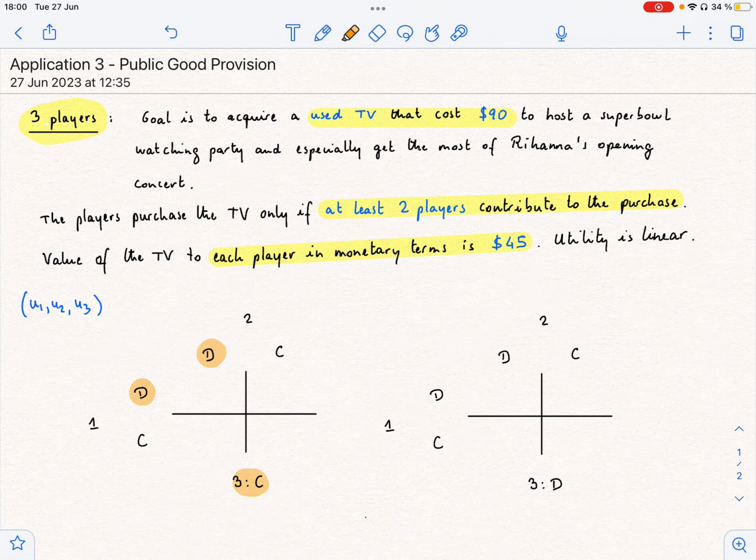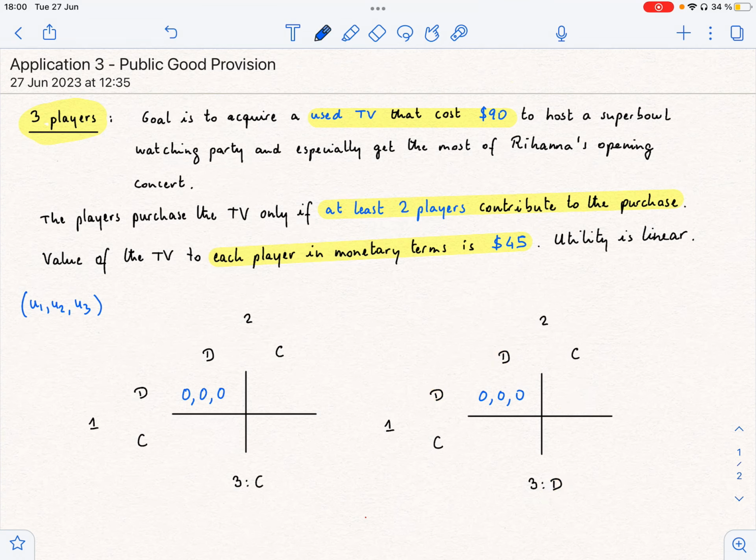What is happening here? Only 1 player contributes, so the TV is not going to be purchased. And so if the TV is not purchased, no player is getting any positive benefit, because no one is spending money, but no one is getting to watch the Super Bowl. So this is going to be the case as long as 2 players defect. So if player 1 and player 2 defect, we're also going to be in this situation here, right? But it's also true if player 3 defects here, and if player 1 or player 2 defects, and the other player contributes.